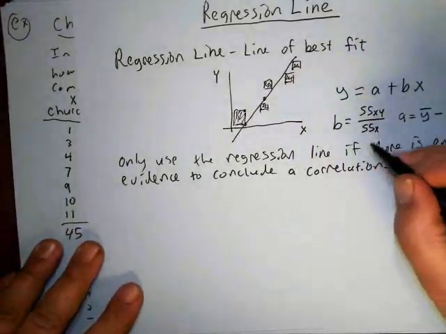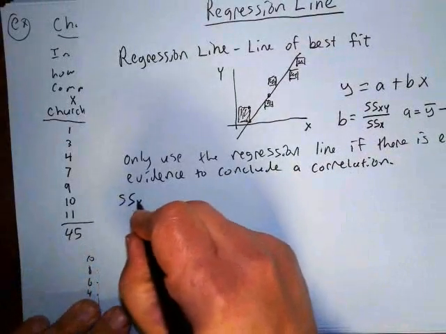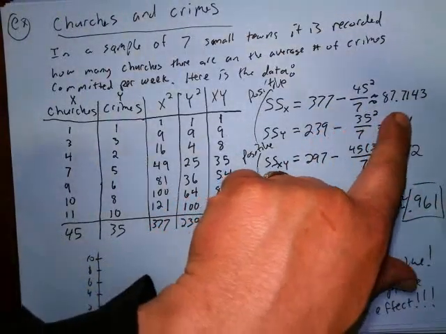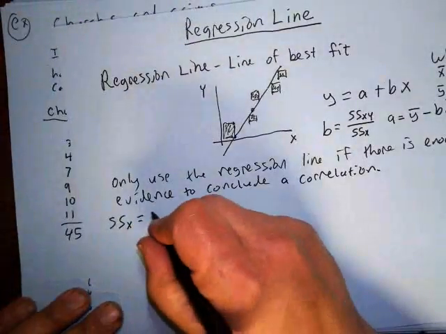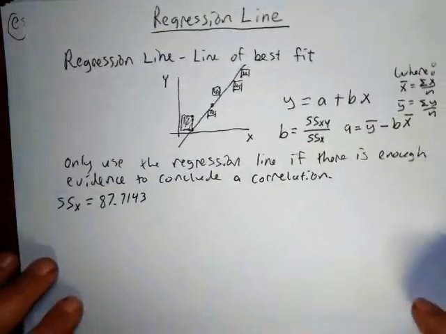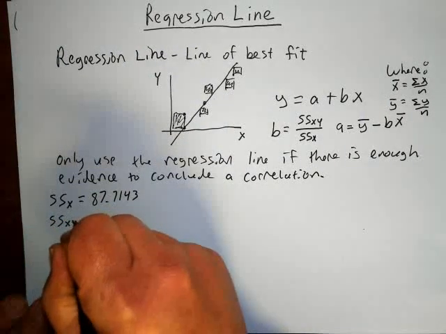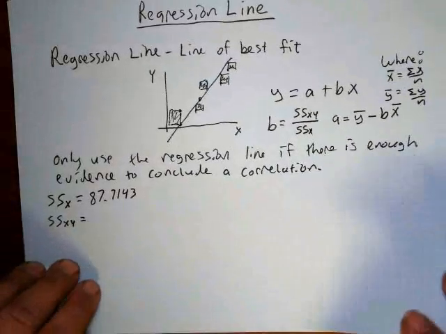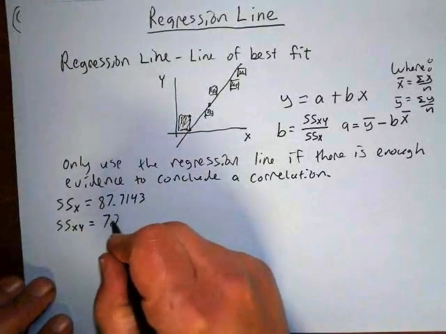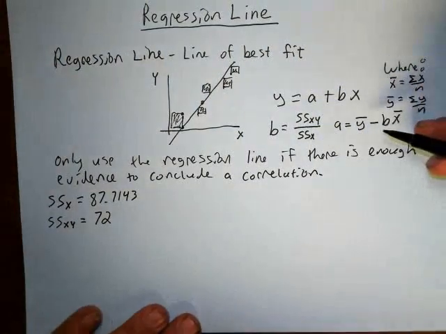I'm going to get just the information that we need. So let's think about it. We need SSXY and SSX. We need those for sure. So let's write that down. SSX is equal to, and we've calculated this, 87.7143. And then I need SSXY, and that ends up being 72. Those two will give me my B.